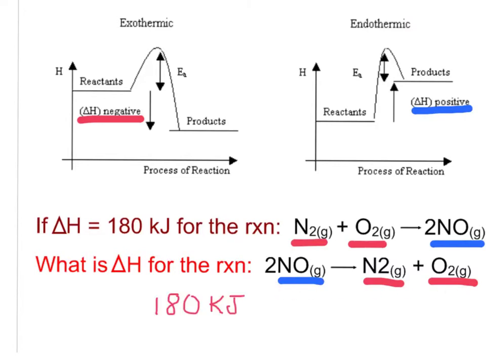If I have 180 kilojoules for that forward reaction, I am going to have negative 180 kilojoules for the reverse. So the nice thing about the enthalpy of a reaction, when we reverse that reaction, it is simply the opposite sign of what the forward reaction was. So I know that when I go this direction, I am going to take in 180 kilojoules of heat. When I reverse that reaction and I go the other direction, I'm going to release 180 kilojoules of heat.